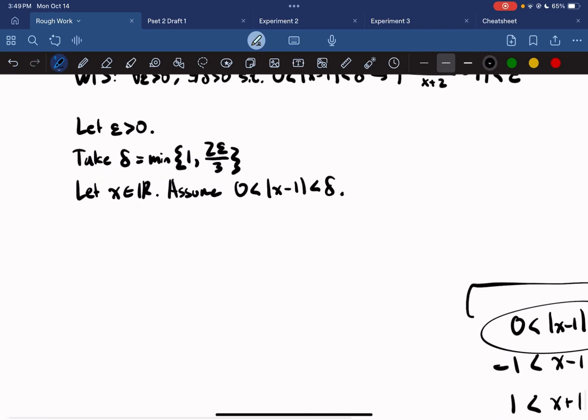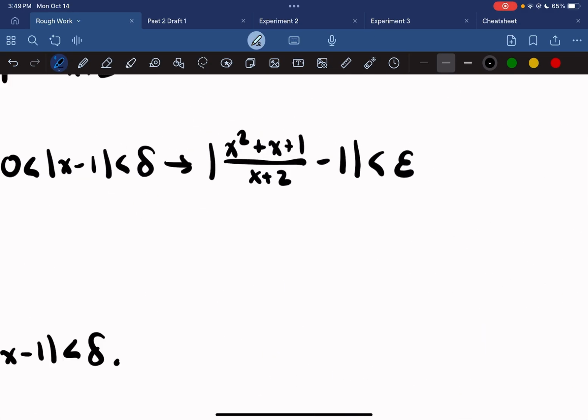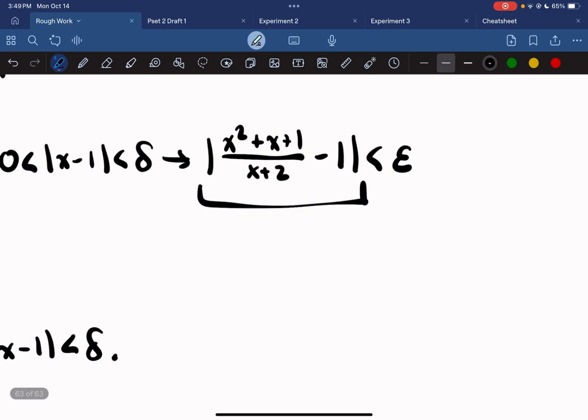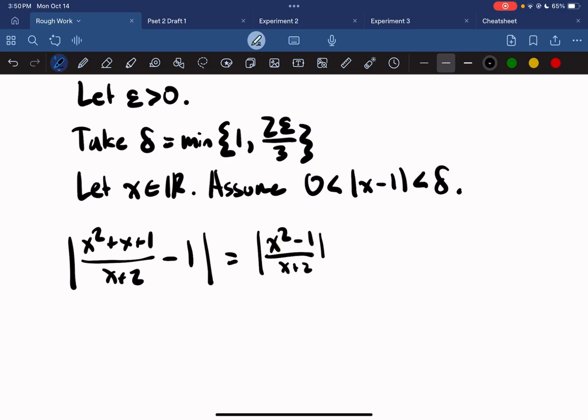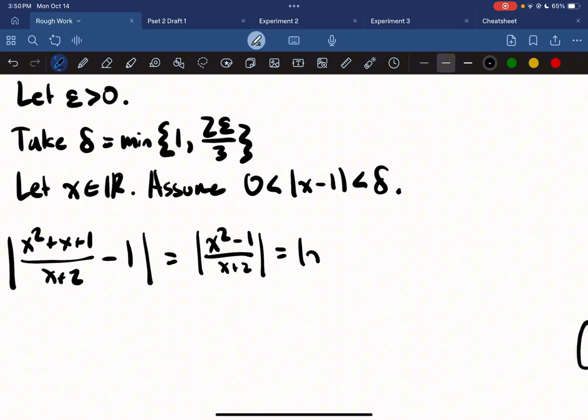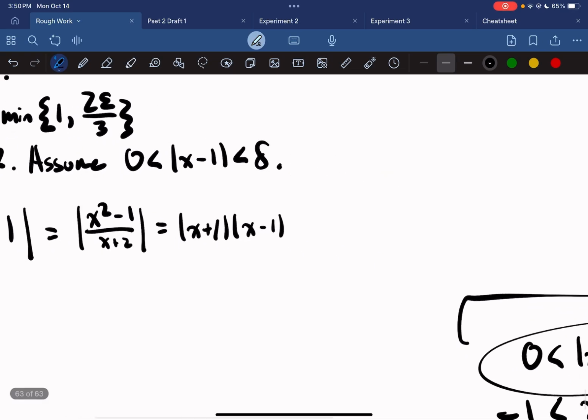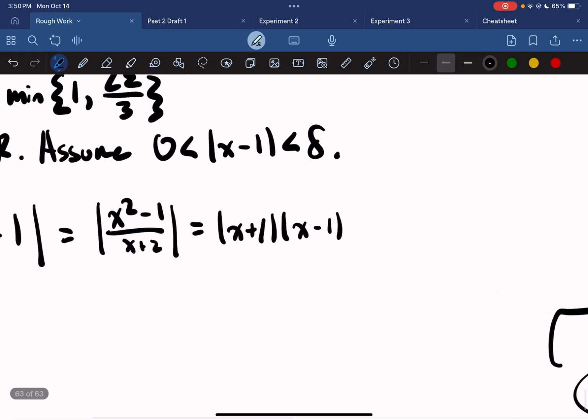We can start with our conclusion, right? Or sorry, not start with our conclusion. Let's start with this final. We're trying to prove that this statement in here is all less than epsilon, right? So let's just start with the first part of the statement, which is x squared plus x plus 1 over x plus 2 minus 1. And obviously we know this is algebraically equal to x squared minus 1 over x plus 2, which is equal to the absolute value of x plus 1 times x minus 1 times 1 over the absolute value of x plus 2.